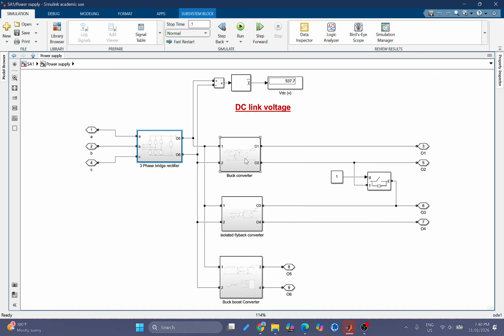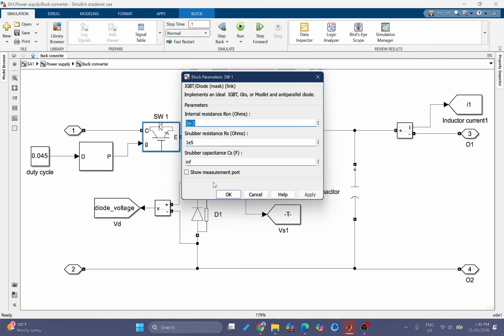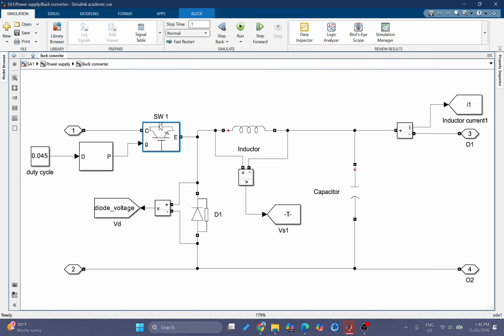Why do we choose the buck converter? It efficiently steps down the voltage, maintains continuous current, and produces low output ripple in continuous conduction mode. So the key specification is we have a MOSFET or IGBT, then an inductor, and a capacitor.